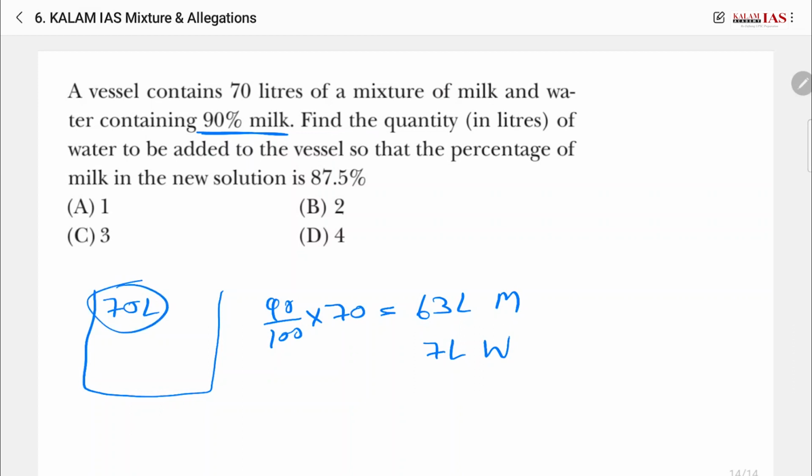Now they are saying how much water should be added to the vessel so that the percentage of milk in the new solution is 87.5%.